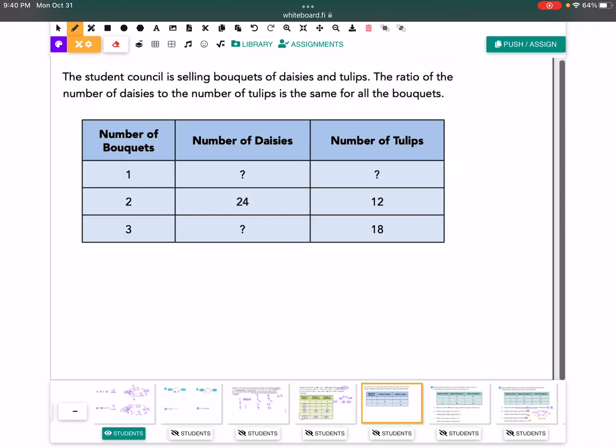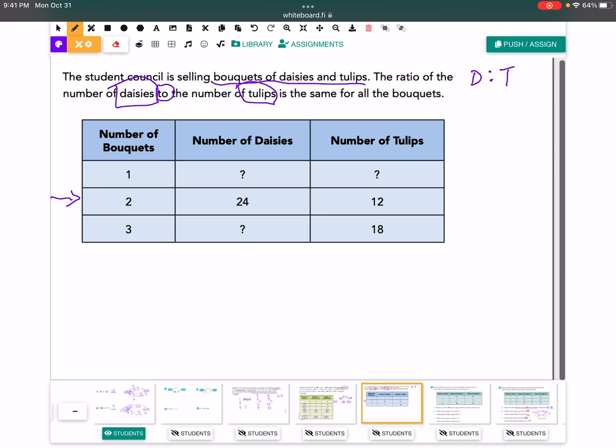Well, you see another chart in front of you now that the student council is selling bouquets. And we know that the bouquets are daisies and tulips, right? The ratio of the number of daisies to the number of tulips, this is daisies to tulips, is the same for all bouquets, right? And we see that the only one that's given to us is the second row here that we have 24 to 12 is the number of daisies to the number of tulips, and that's 2 bouquets. So how then do we figure out 1 bouquet?